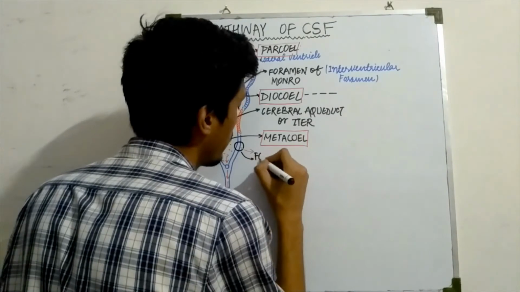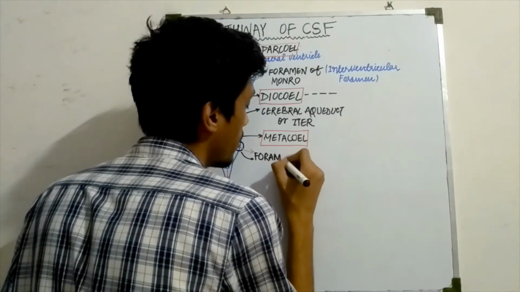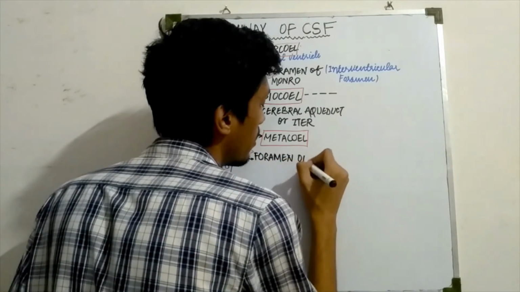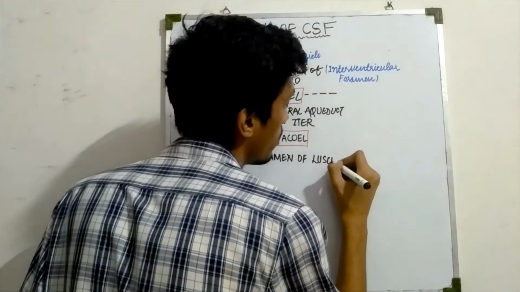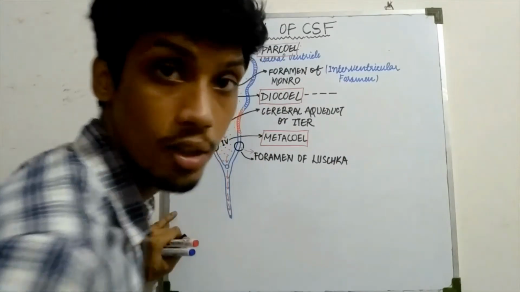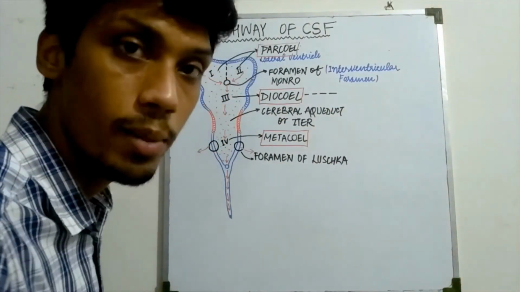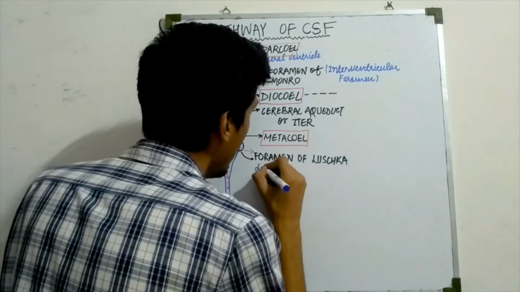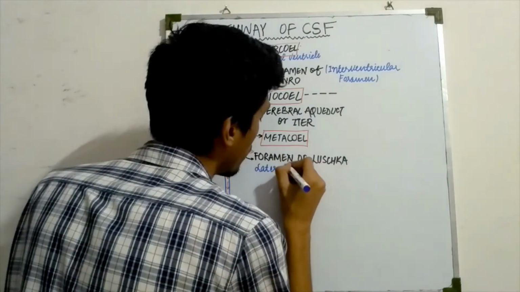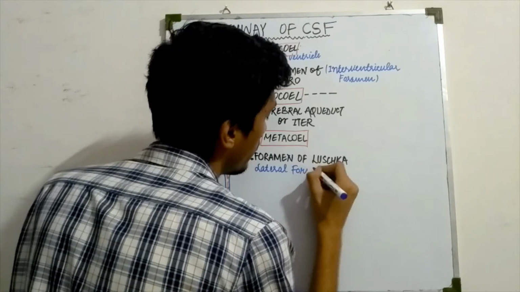This foramen is known as the foramen of Luschka or lateral foramina, because it is present laterally. So, lateral foramina.